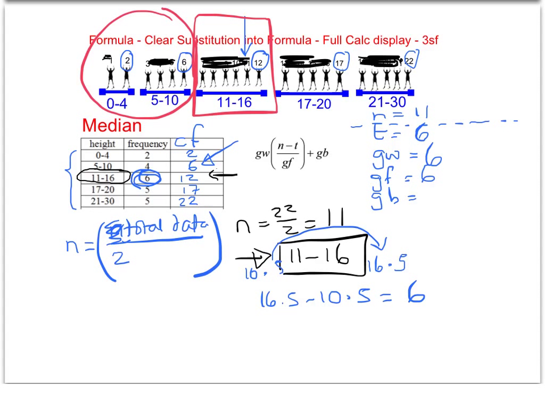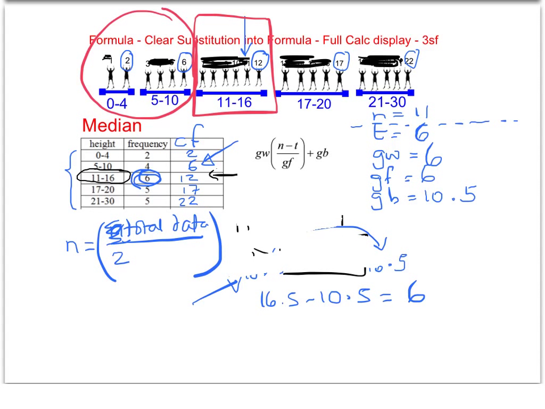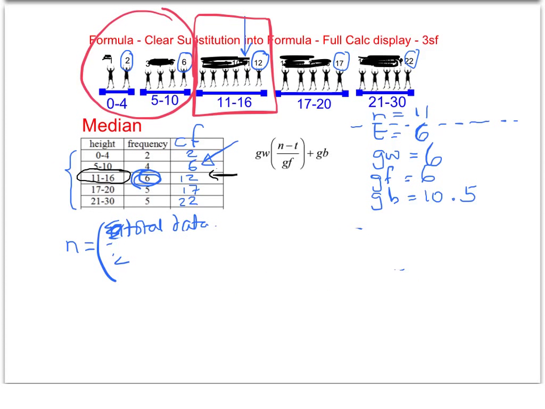And the group bottom, here's the group bottom, 10.5. It's the lowest it can go. That's the group bottom. Now once we've got all these numbers, we're just going to shove them into the formula. I'll just make a bit of room here, and then we can put them all in. Seems complicated at first, this, but it does get easier, I promise.